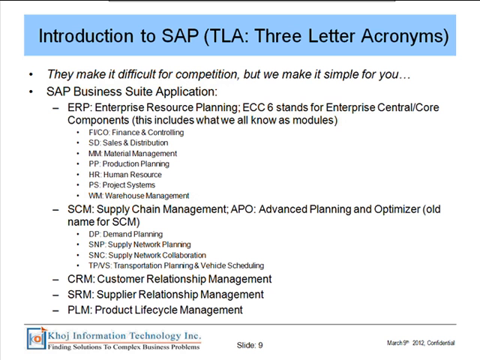CO is for controlling, SD is for sales and distribution, MM for material management, PP for production planning, HR for human resources, WM for warehouse management, PS for project system. These modules are different functional areas in the product, but also different areas in which people specialize.